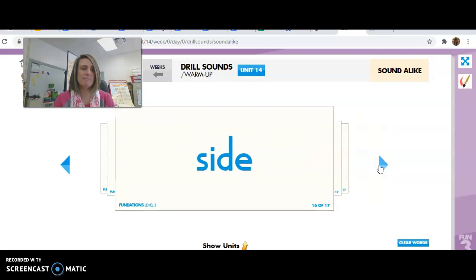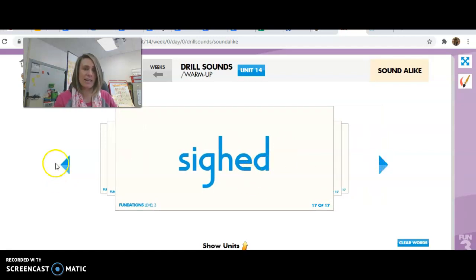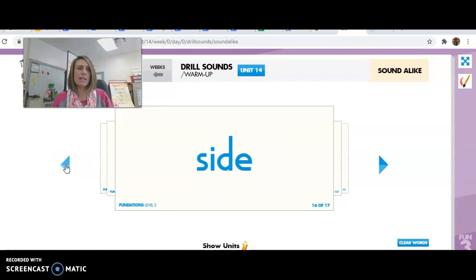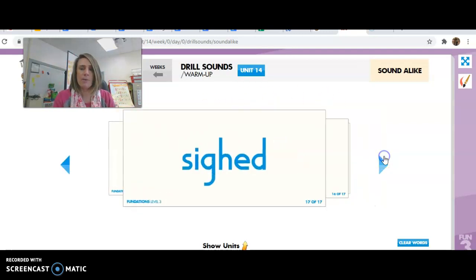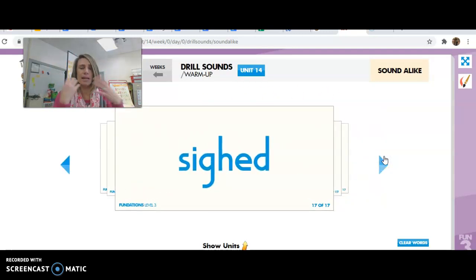Two more words. That's right. That one does say side. And then here's its partner, sided, with a suffix ending. What does this one mean? Yeah, like on the side, like how many sides the shape has. And how about this one? And to let out a big breath of air. She sighed.